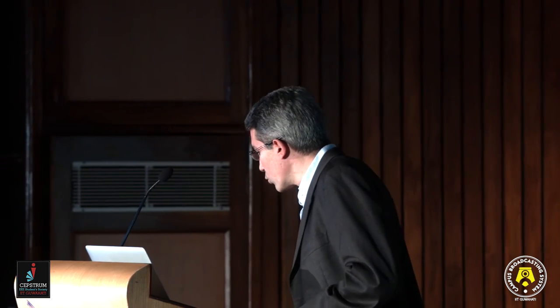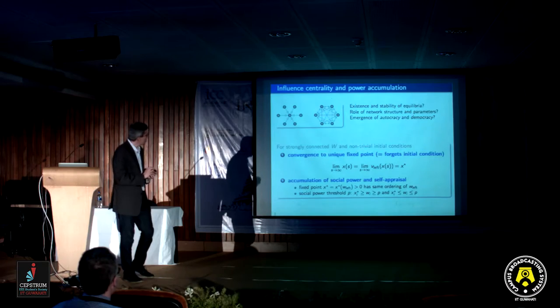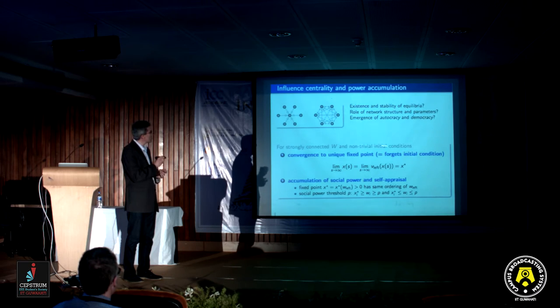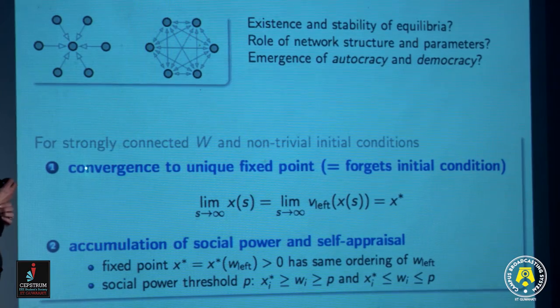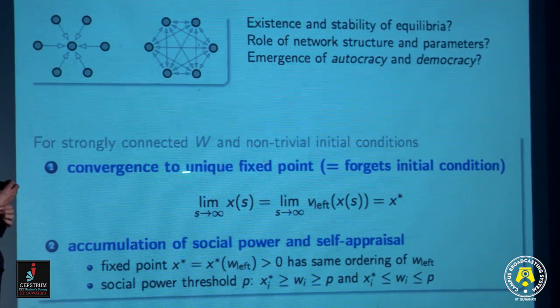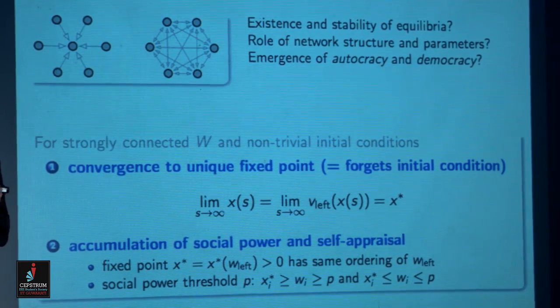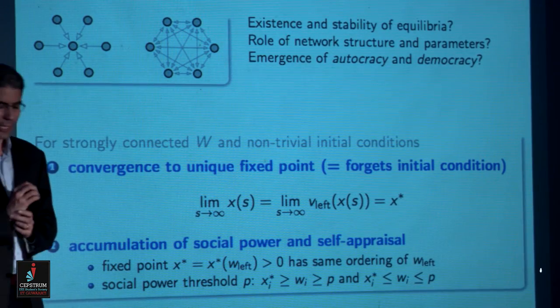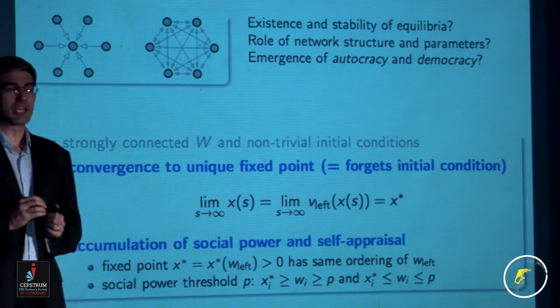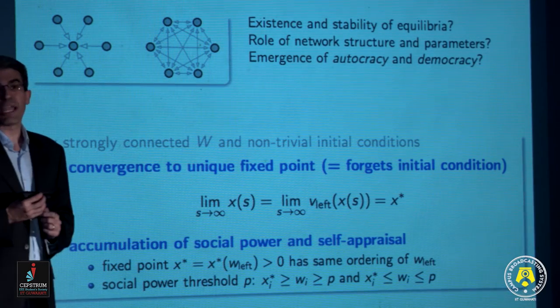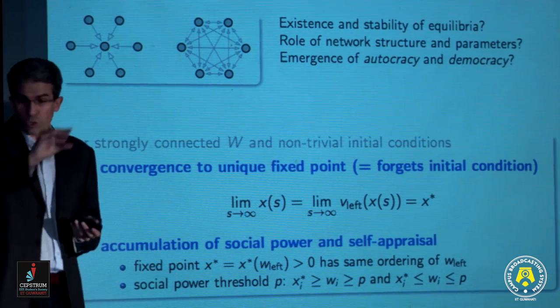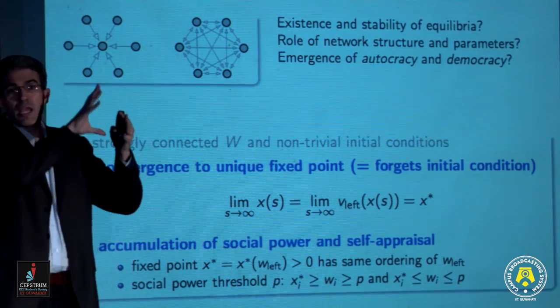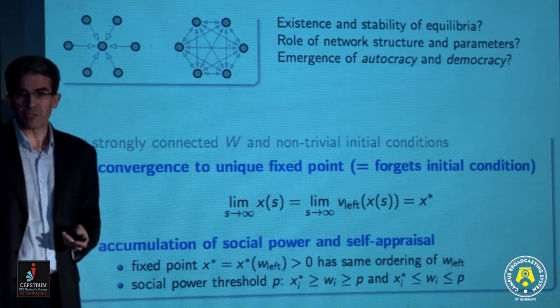Now, the single mathematical result with which I will more or less conclude my presentation goes as follows. It turns out that under some mild assumptions on the initial conditions and on the interpersonal network, all solutions will converge to a unique fixed point. When I say this to my friends in sociology, I say the individuals will forget their initial values of self-weights, because you will converge to a value. It doesn't matter where you start from, right? At the end, you will have that particular self-weight.